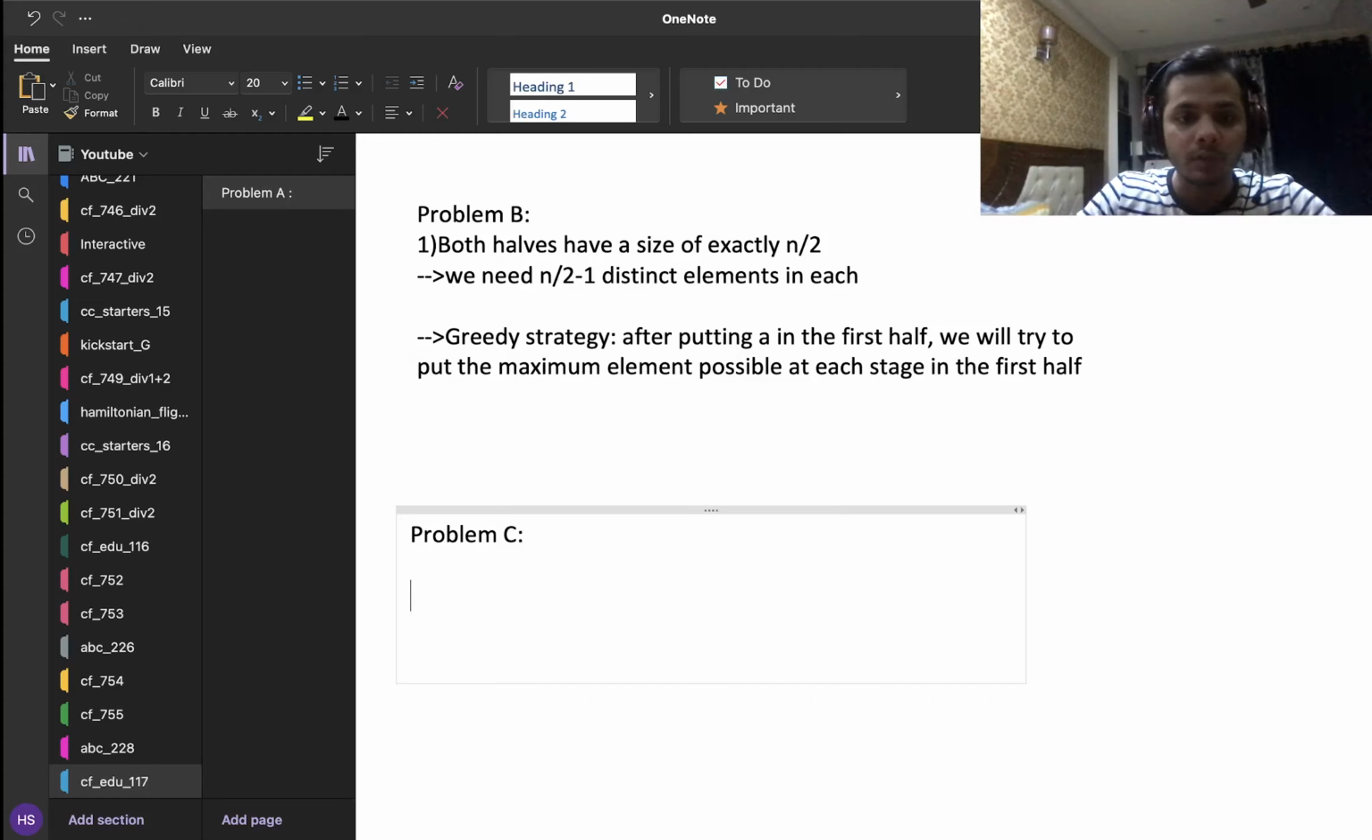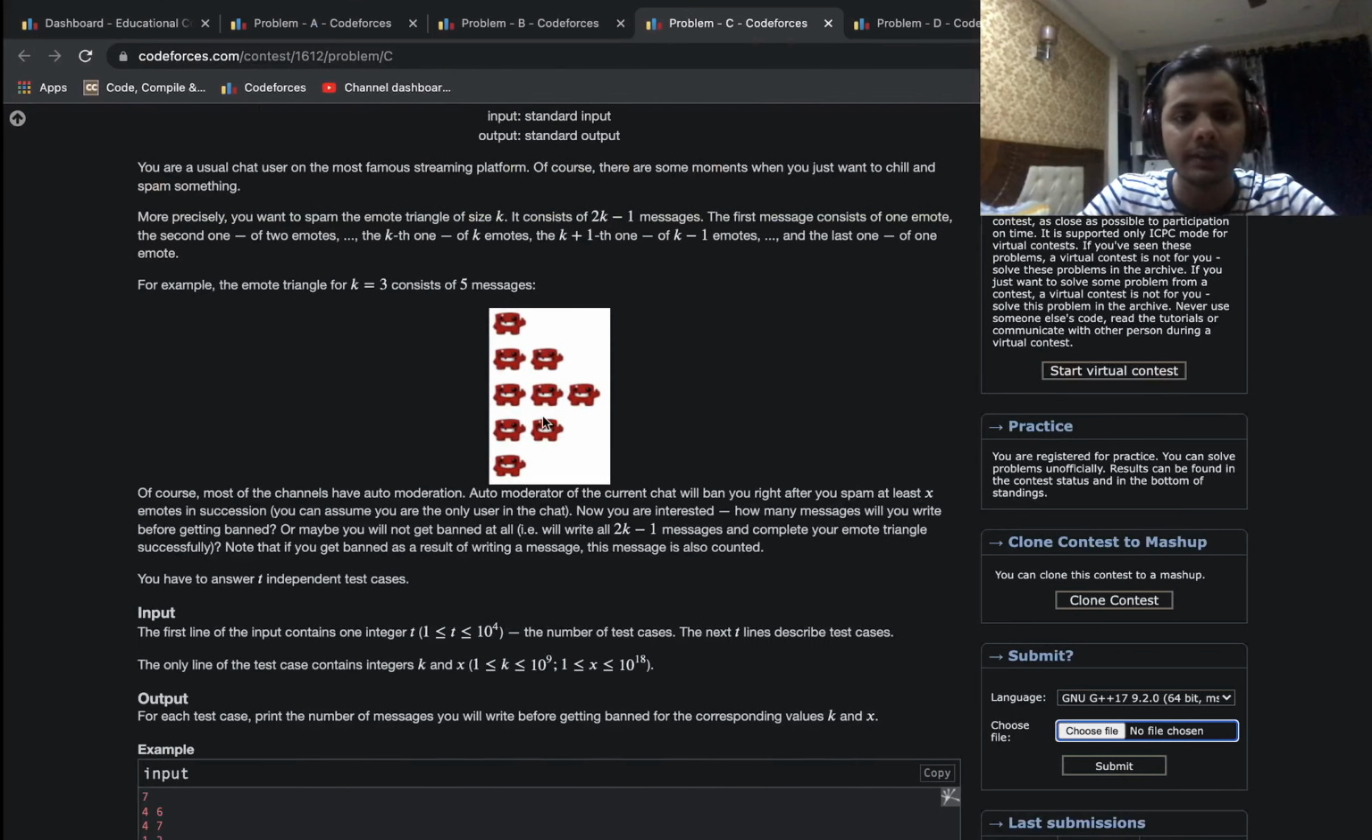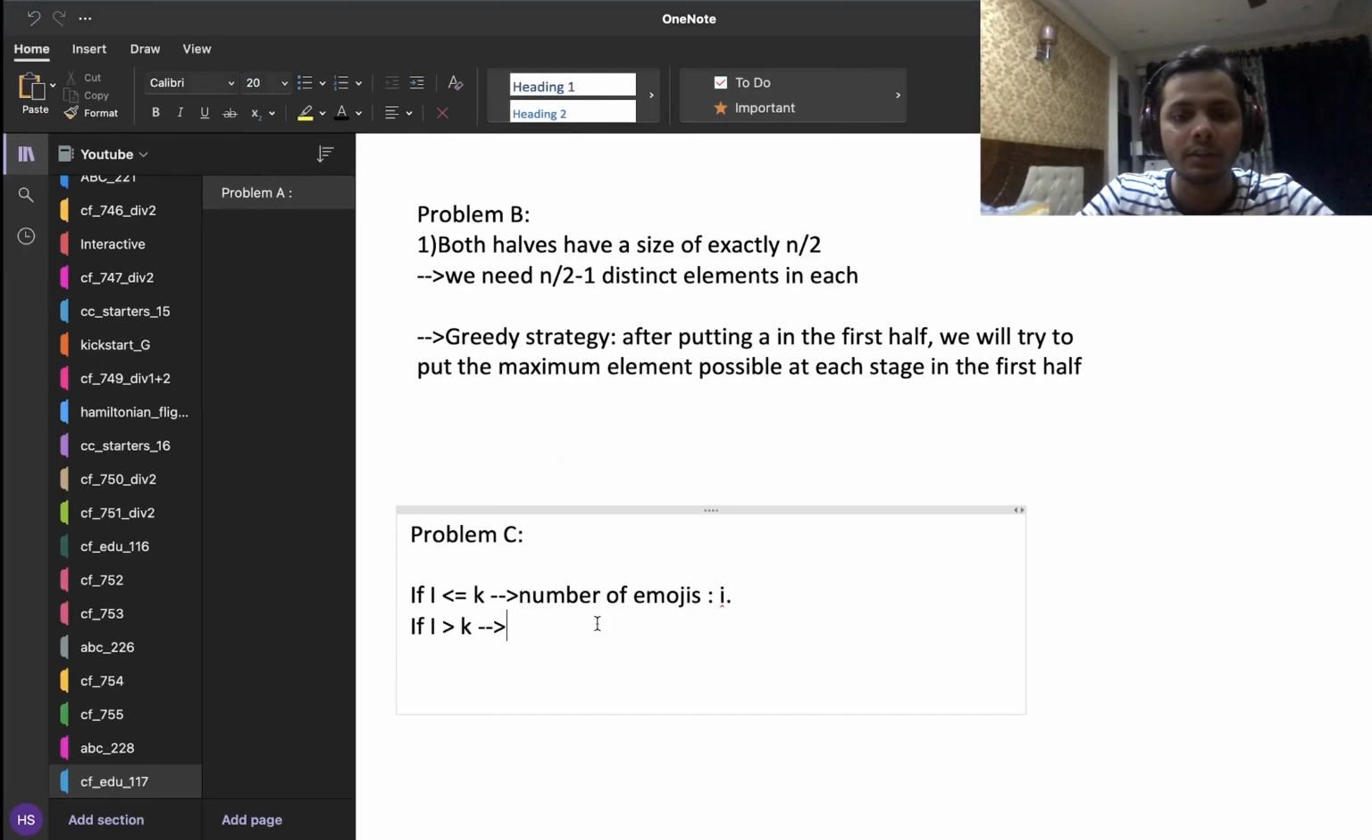Okay, so what's given to us is, let's denote the line number by i. If the line number is less than or equal to k, then the number of emojis on that particular line is just i. And if i is greater than k, for example, in the k plus 1th line, you can notice there are k minus 1 emojis, and in the k plus 2th line there are k minus 2 emojis. So the number of emojis is k minus i.